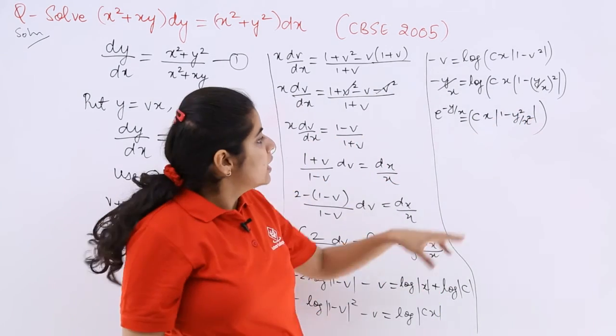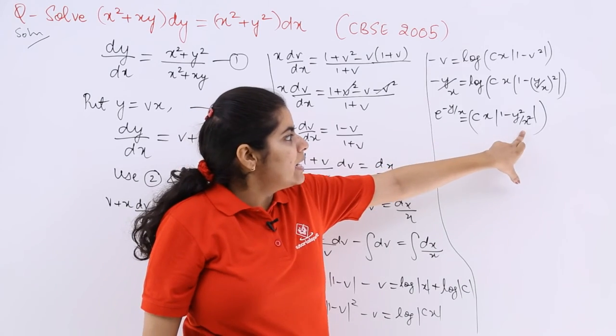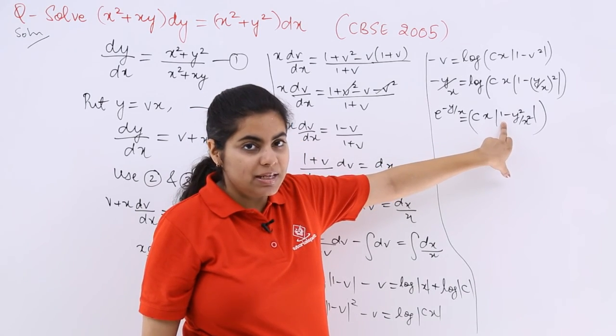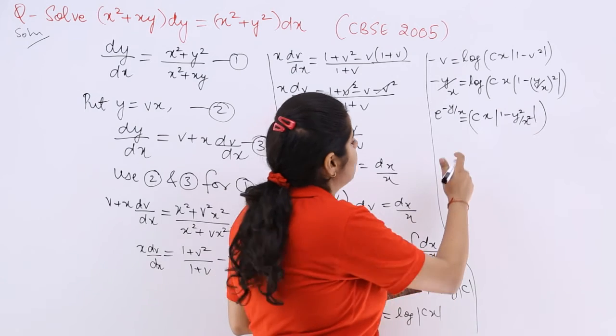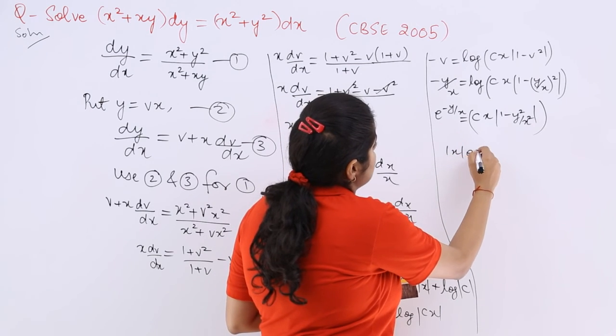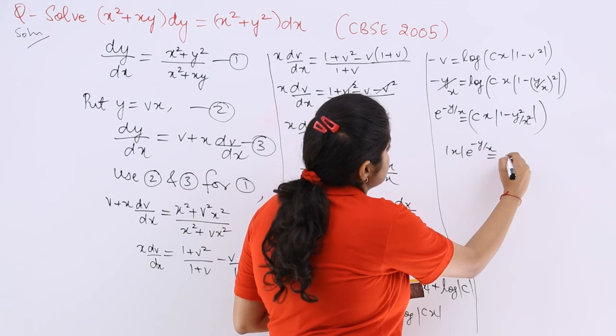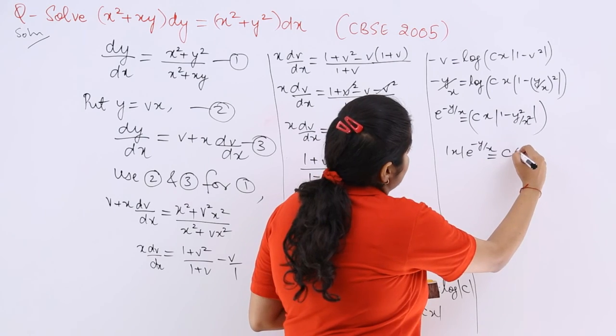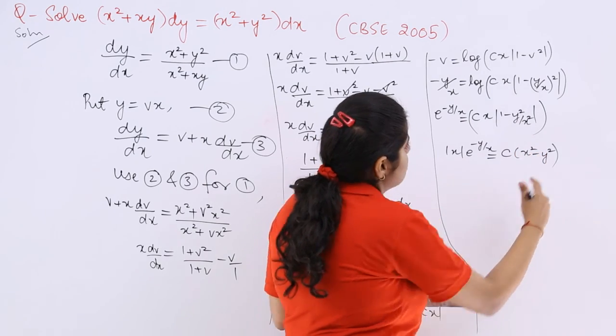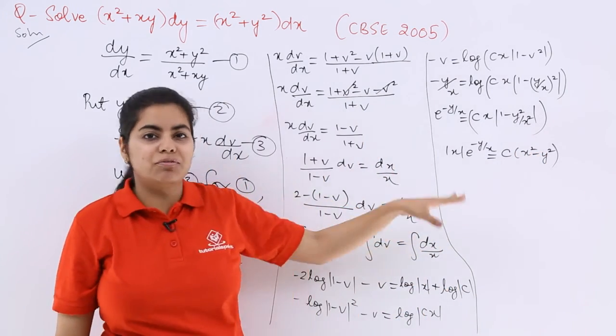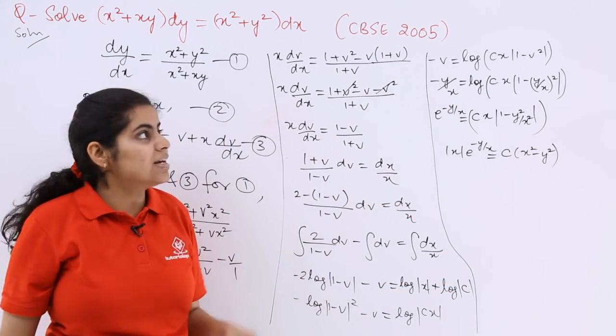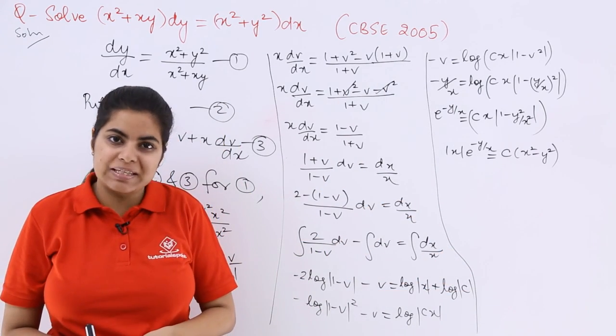Now see what to do. Now you have something in this, and if you take the LCM it becomes x square minus y square. So easily you can write mod x e raised to the power minus y over x is equal to c (x square minus y square), and that should be giving me the final solution to this question asked in the CBSE 2005 year examination.